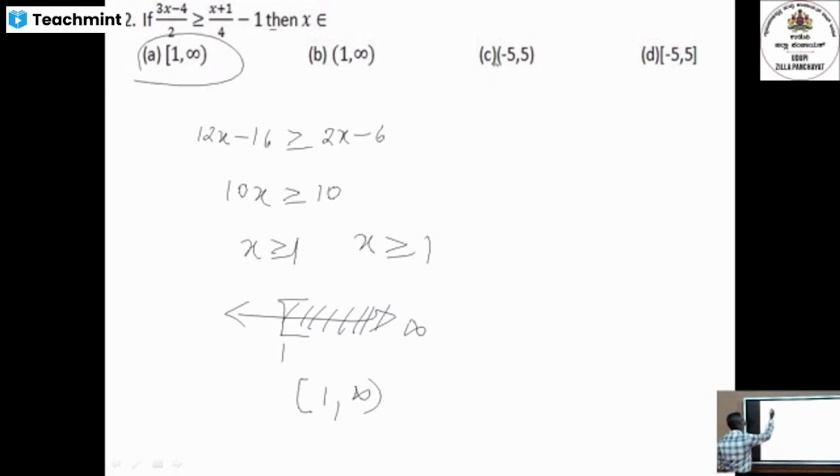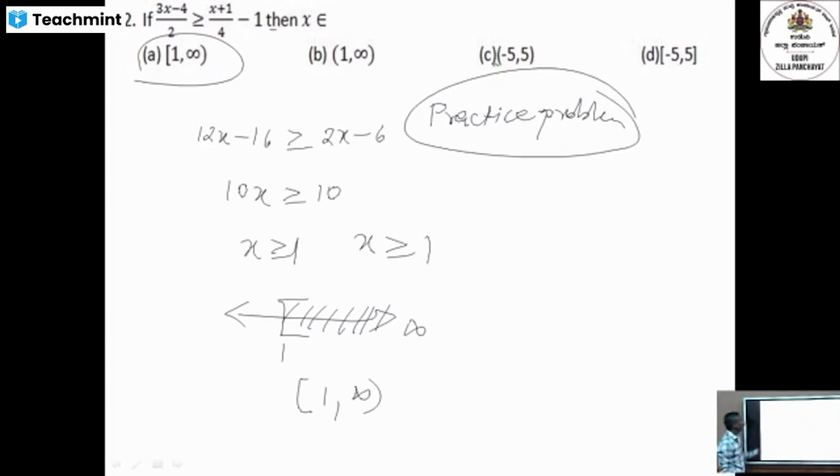x is greater than or equal to 1. So 1 is here, from 1 up to infinity. So the solution is 1 comma infinity. You consider this as, so A is the solution. So this is a practice problem for you. Okay. So at a glance you can get the answer actually. x greater than or equal to 1.